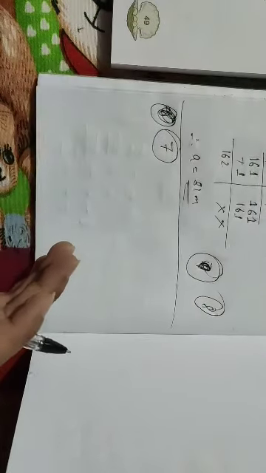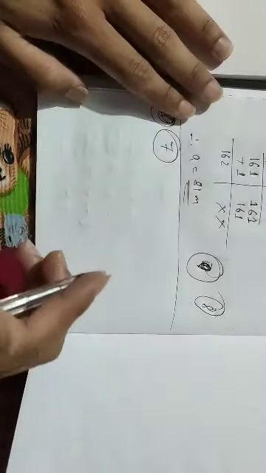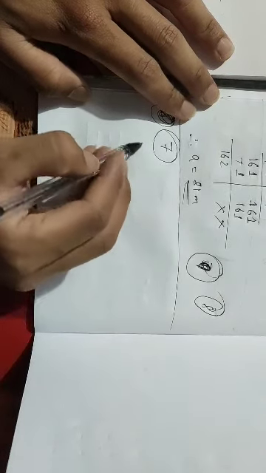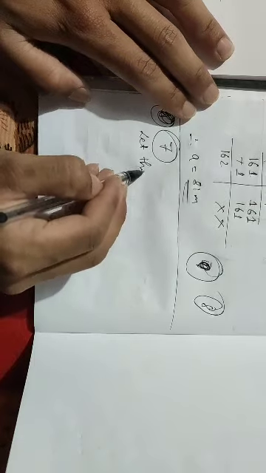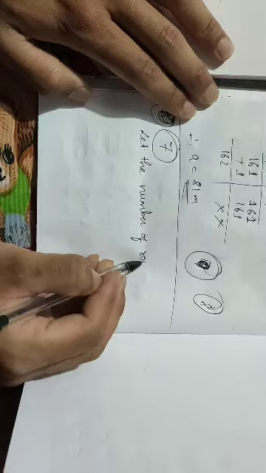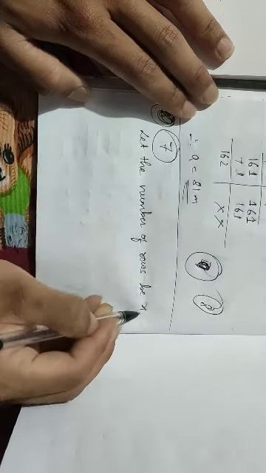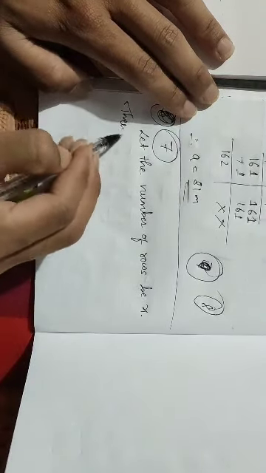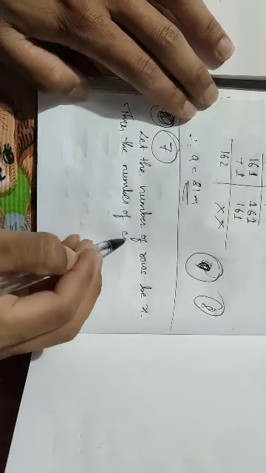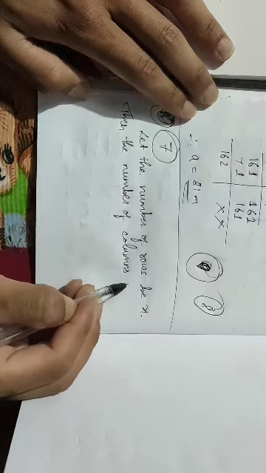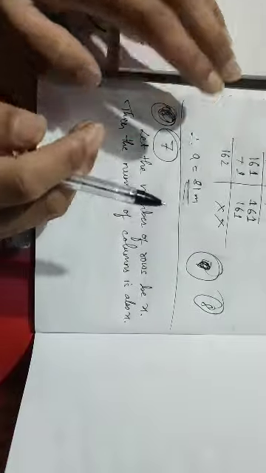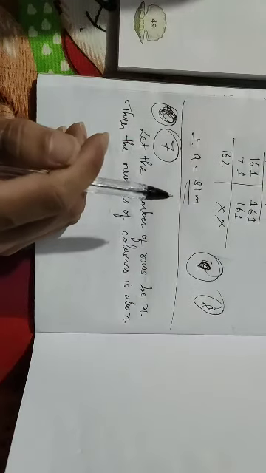Then you can assume it to be x, right? Let the number of rows be x, isn't it? Then the number of columns will also be x, because we have an equal number of rows and columns, right?